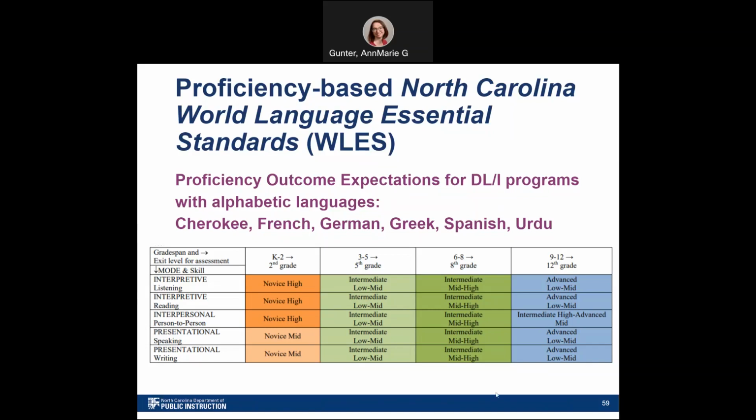And keep in mind that our proficiency outcome expectations for DLI go from kindergarten up through 12th grade. We do recognize that when students enter middle school, oftentimes our DLI programs decide to switch to things like high school credit courses for their language acquisition courses or language arts courses at the middle school in the DLI program language. And that's okay too, because then there's also guidance for that within our World Language Essential Standards. But overall, if you want to get a view K-12, this is what it would be for alphabetic languages.